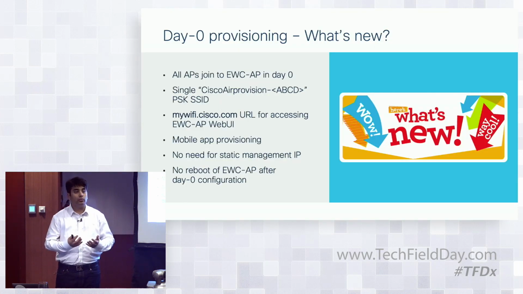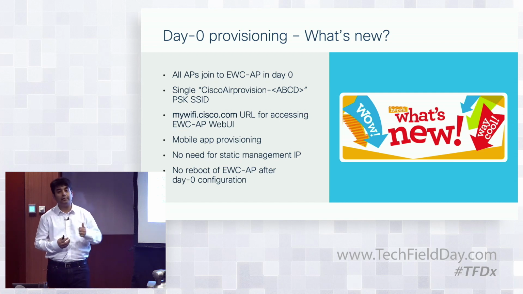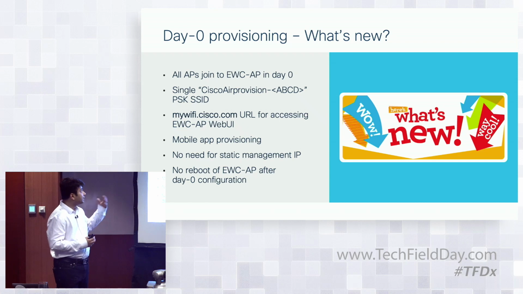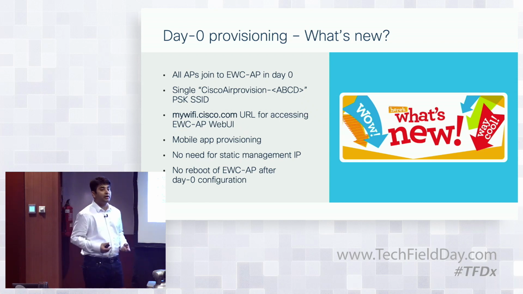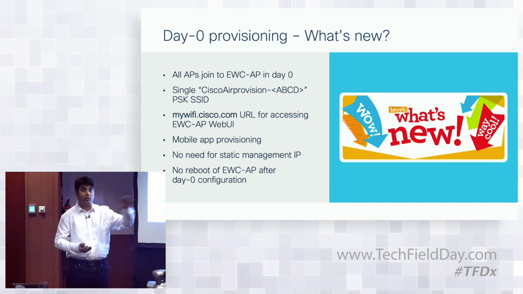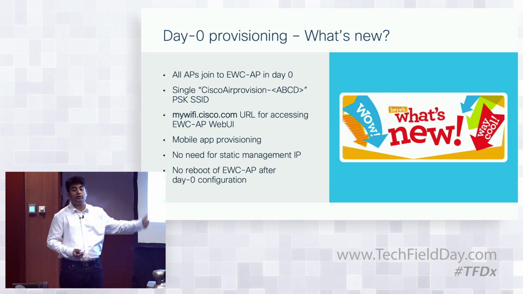So what have we done new in the day zero provisioning in this embedded wireless controller? We have done a lot of innovation on the software side so that in day zero itself, you just take an access point out of the box, power it on, and all the access points come up in day zero and join one of the active controllers. The active controller election also happens automatically. One becomes active, all the APs join in day zero, and start advertising SSID.